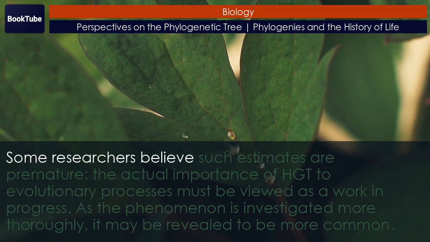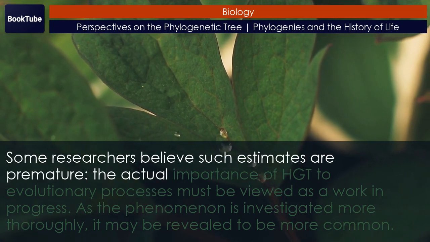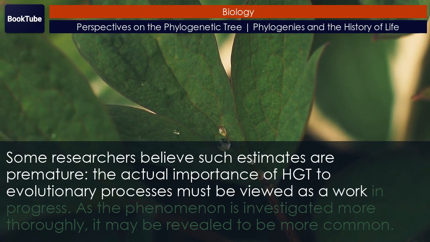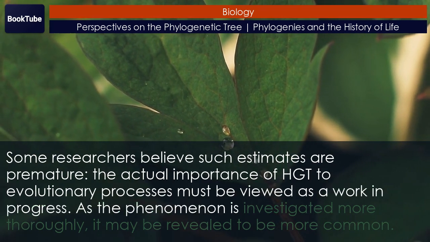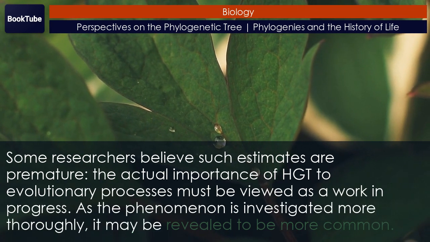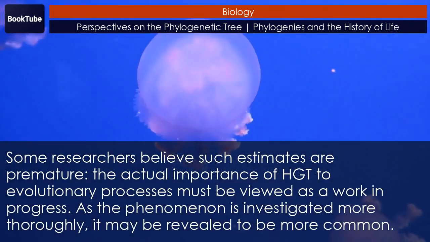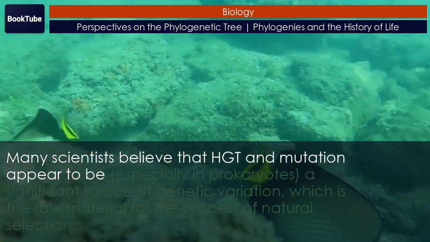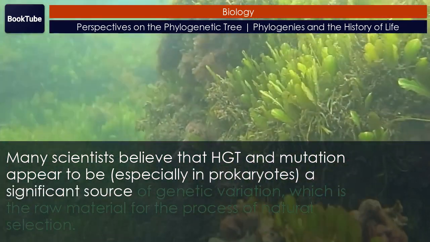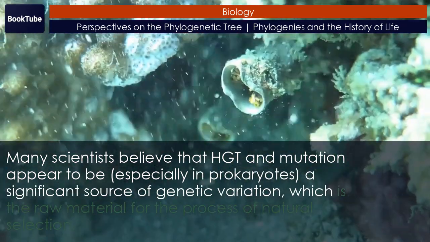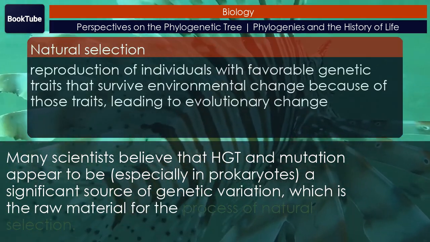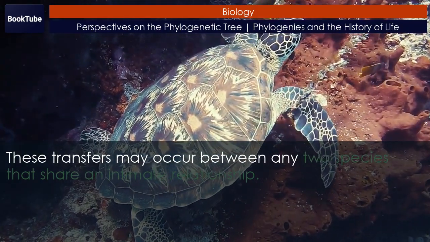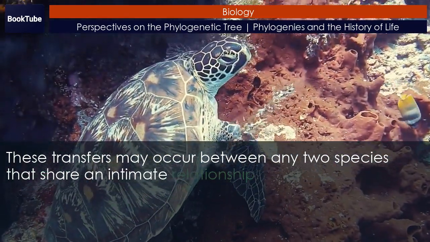Some researchers believe such estimates are premature. The actual importance of HGT to evolutionary processes must be viewed as a work in progress. As the phenomenon is investigated more thoroughly, it may be revealed to be more common. Many scientists believe that HGT and mutation appear to be, especially in prokaryotes, a significant source of genetic variation, which is the raw material for the process of natural selection. These transfers may occur between any two species that share an intimate relationship.